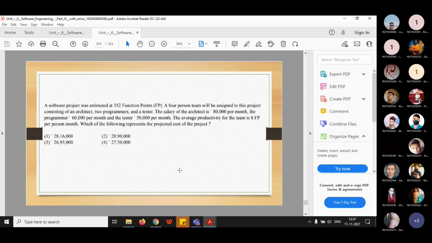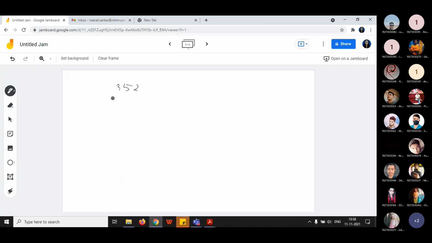Now, a 4-person team will be assigned to this project. So in this project, 4 persons are there: one architect, two programmers, and one tester. So let's just write the number of persons. Architect is 1, programmers are 2, and tester is 1. So a 4-person team is given.